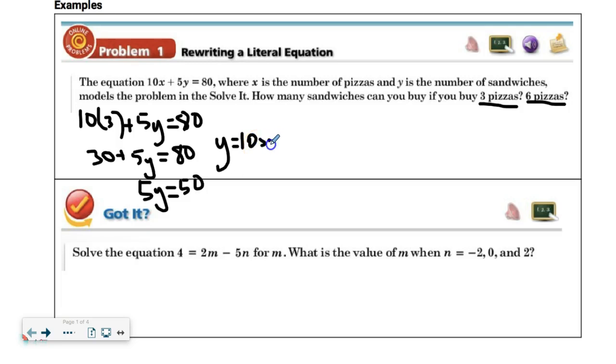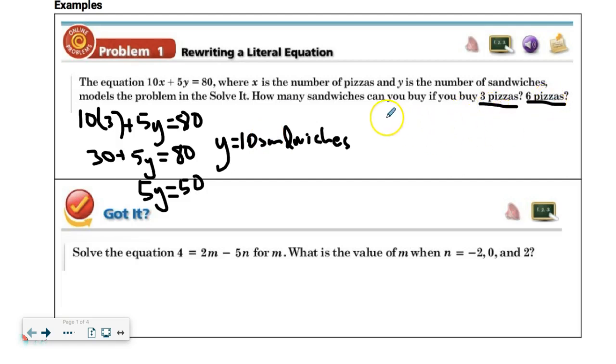10 sandwiches. It's a weird place to be able to buy pizzas and sandwiches. Maybe not. Maybe pizza places have sandwiches. I typically don't buy a sandwich from a pizza place. Do you? I don't know.